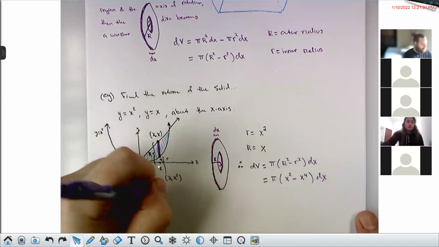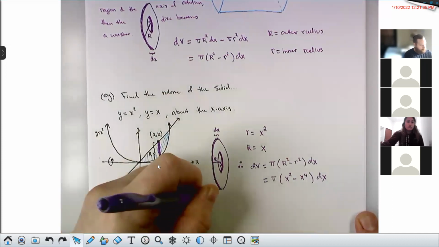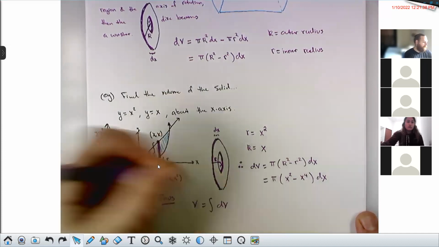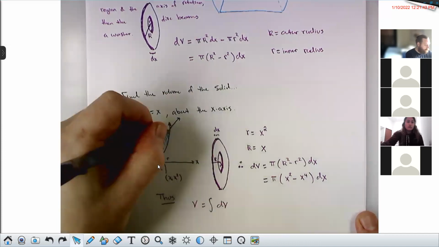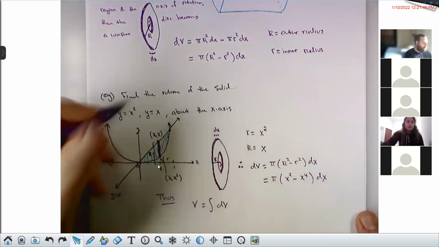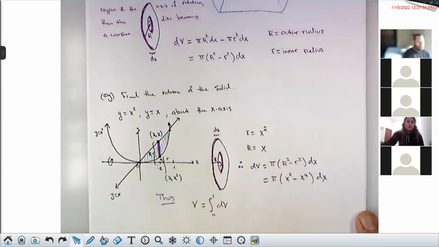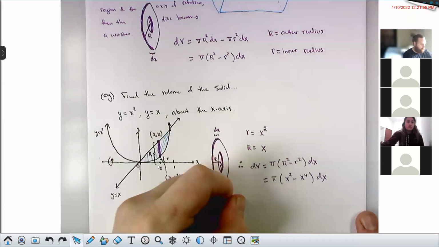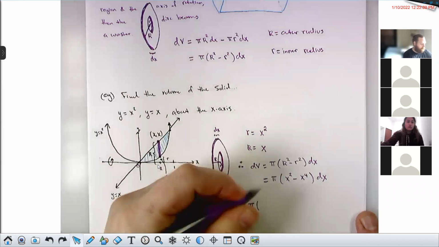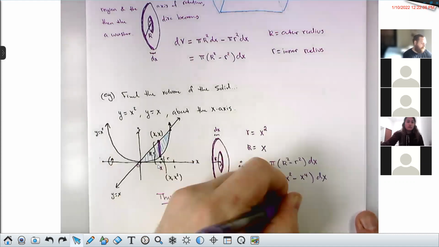Thus, the total volume here is going to be the integral of dV taken from the smallest x value in my region, which is 0, to the largest x value in my region, which is 1. That's where these two curves meet. I'll set up the integral, and then we're going to go back and talk a little more about the geometry. So this is the integral from 0 to 1 of pi times (x squared minus x to the 4th) dx.